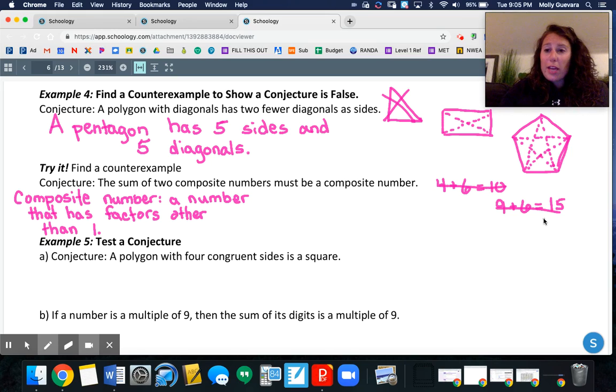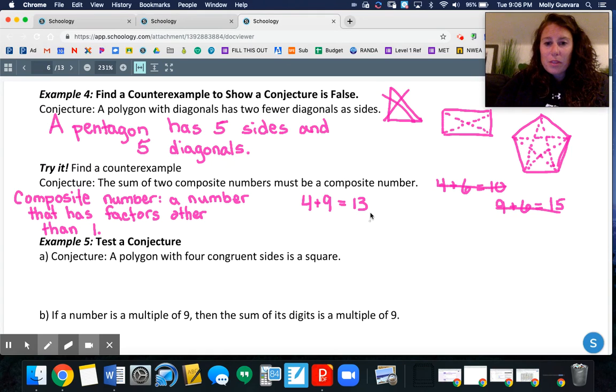But hopefully if we kept trying numbers, we found maybe this combination, 4 plus 9, right? 4 can be split into 2 and 2. 9 is 3 and 3, so they are both composite. If I add those together, I get 13. 13 is a prime number, so this actually goes against that conjecture, because 13 cannot be split up by any numbers other than 1 and 13.